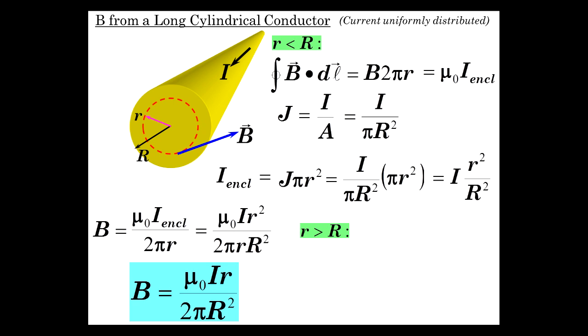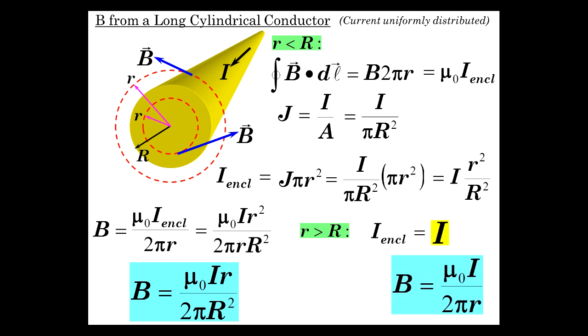Then the other thing to do is just consider when r is bigger than the radius of the conductor. So it's this region. Let's do the line integral around that. The B field coming off in the same direction. Now I enclosed is just I, all of it. So we can just write it down. μ0 I over 2πr. It looks just like an infinitely thin conducting wire.